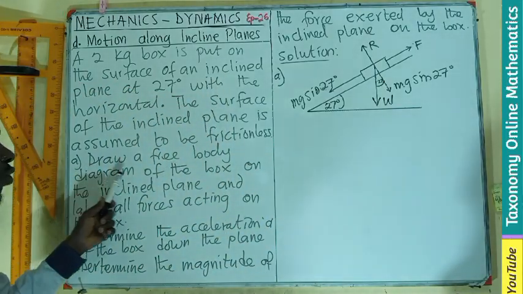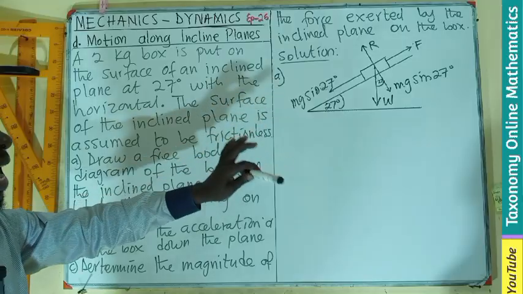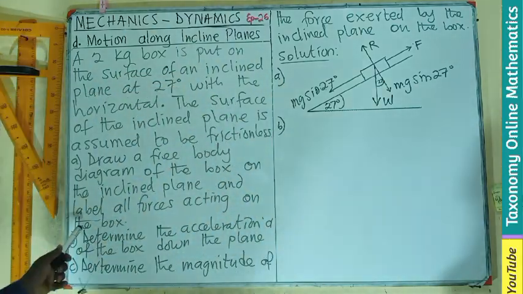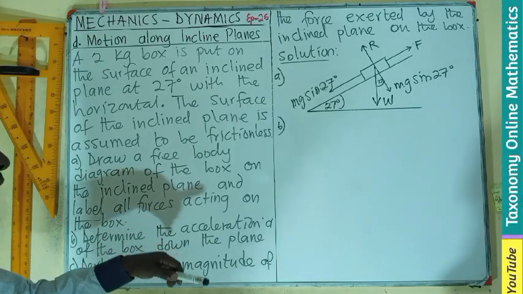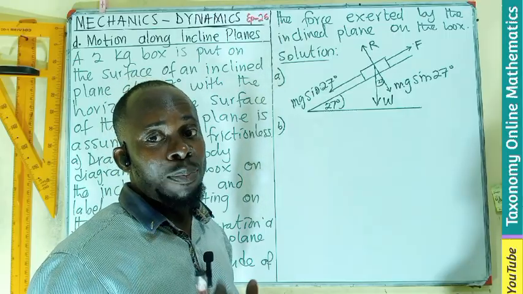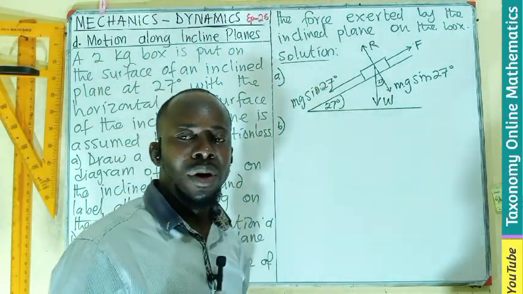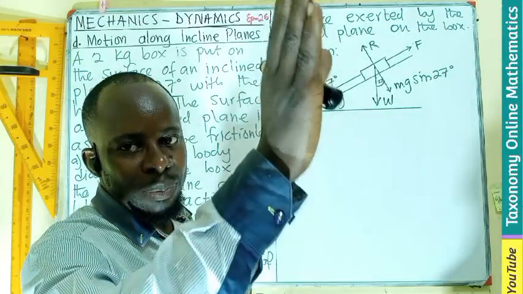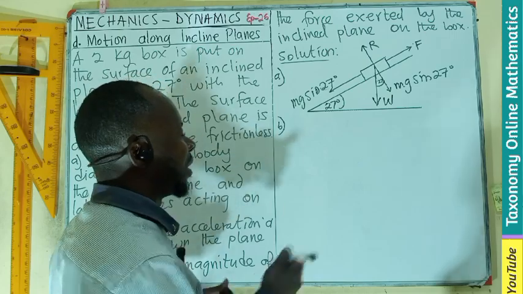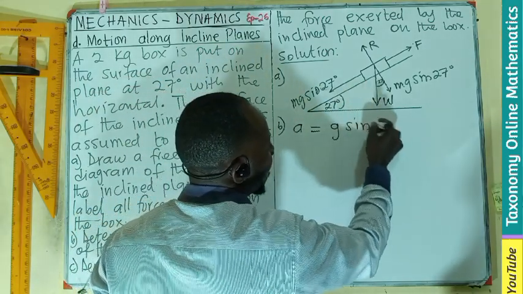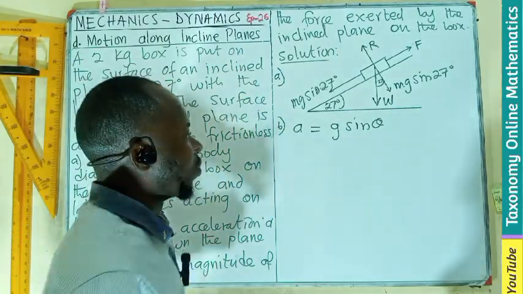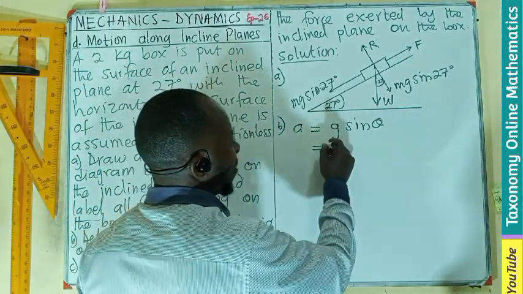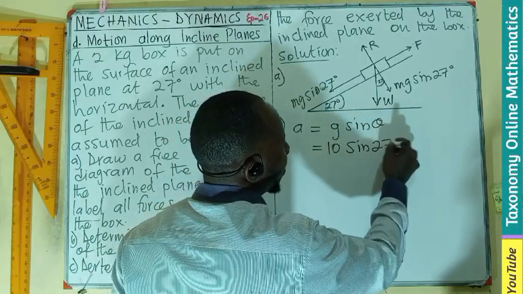So drawing the diagram to indicate the forces acting on the body will be represented by this. Then the second part of the question is asking to determine the acceleration of the box down the plane. If we watch the episode at the beginning of the motion along the plane, we talked about acceleration in two places: when the body is moving down the plane, and moving up the plane. As the body is moving down the plane, the acceleration is g sine theta. I forgot to indicate that gravity is 10 meters per second squared. So we have 10 times the sine of the angle 27 degrees.